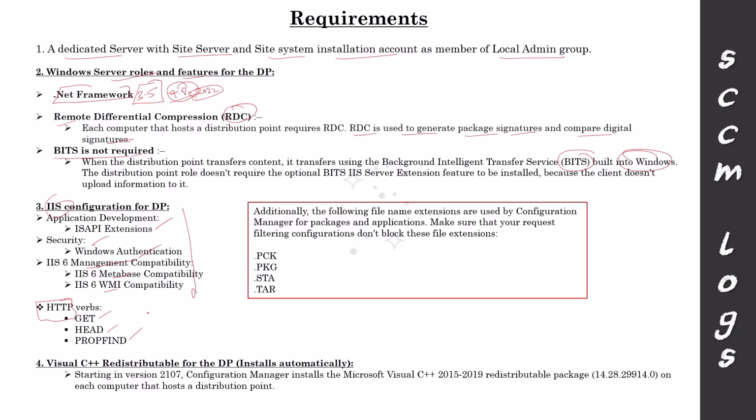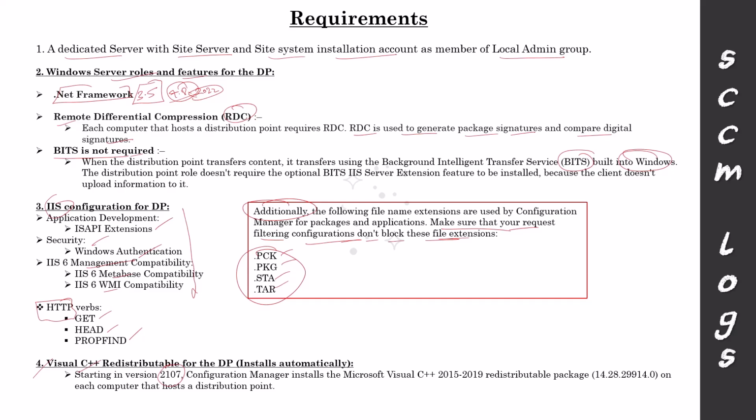Additionally, make sure that your IIS is not blocking these file extensions. Make sure that your request filtering configuration doesn't block these file extensions. You need to have these file extensions, and you can check this one. And finally, Visual C++. It will be installed by the configuration manager automatically.